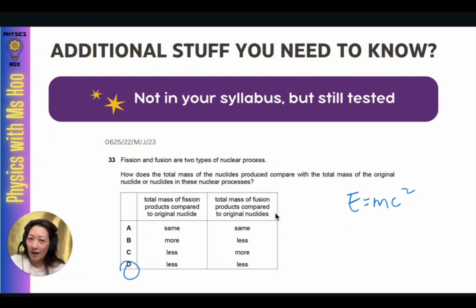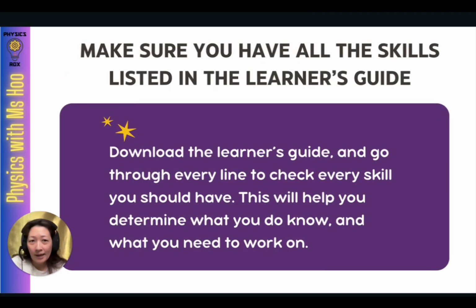Well, I don't have the answer to that, but in my opinion, this is still something that you should know as physics students if you're going to be learning about radioactivity and nuclear energy. So just be aware that yes, the mass decreases regardless of whether it's fission or fusion or any other kind of nuclear reaction. So my recommendation is that make sure you have all the skills listed in the learner's guide.